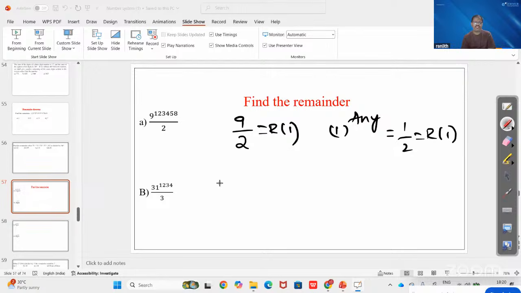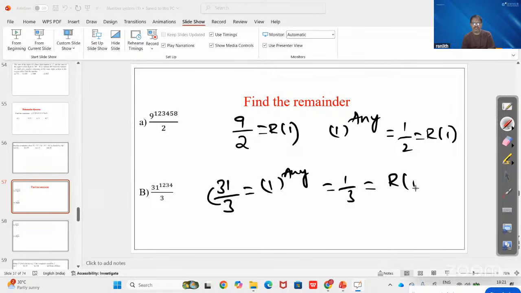And next, 31 whole to the power of some value divided by 3. When we divide 31 divided by 3, remainder equal to 1. Again, 1 power any value will be equal to 1. 1 by 3 equal to 1 is the remainder. On both the cases, remainder will be equal to 1.